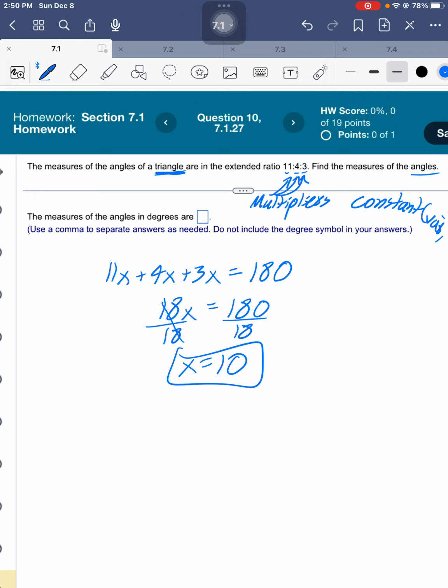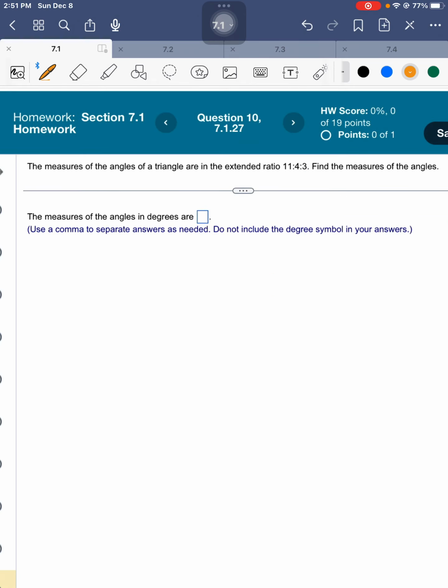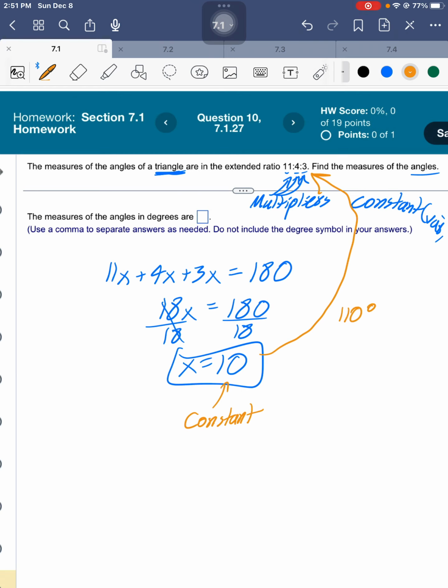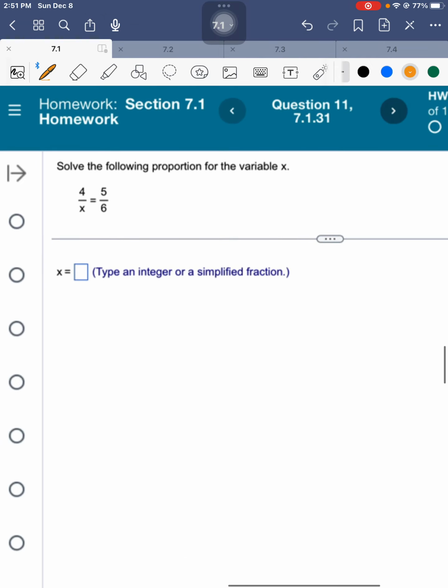Now, my x is 10, but is that the measure of the degrees of the triangle? No, this 10 is going to be the variable. So now when I plug this back into my multipliers, what's 11 times 10? 110 degrees, comma, you got to use a comma to separate the answers, 40 degrees and 30 degrees. And it checks out because what's 110 plus 40 plus 30? It's 180. Okay?